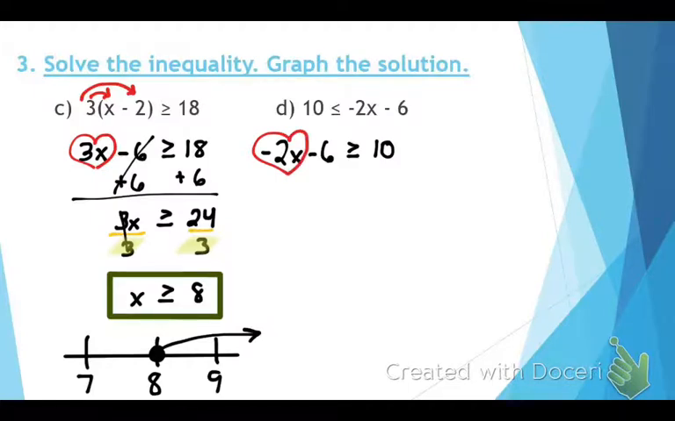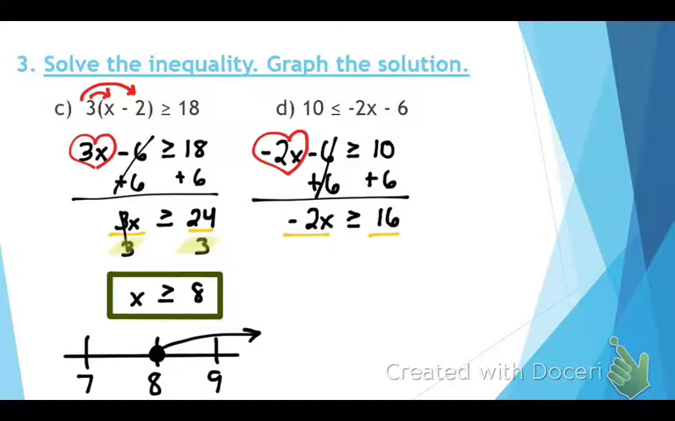Keep going. You put +6 under your -6 and put +6 for 10. And then you cancel that out and you get 16 on the right side. And you drop down your -2x. And then you divide by -2. And then divide by -2 on the other side. And then on the right side you put -8. And x is less than or equal to.